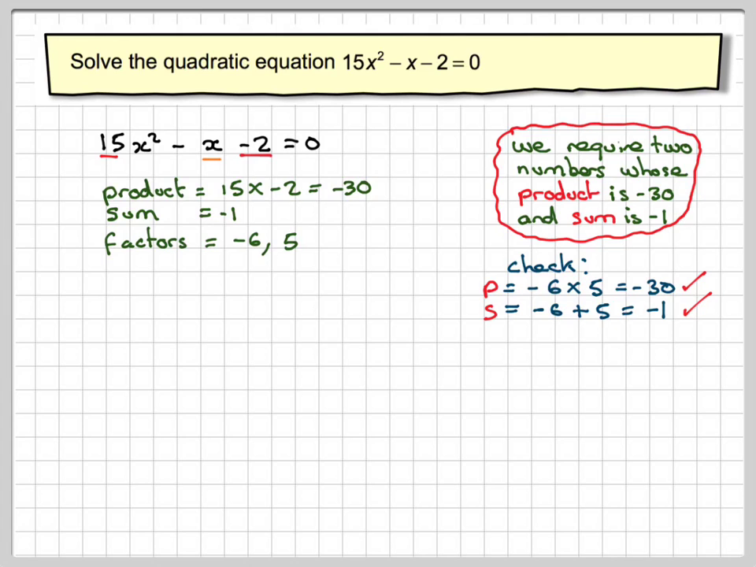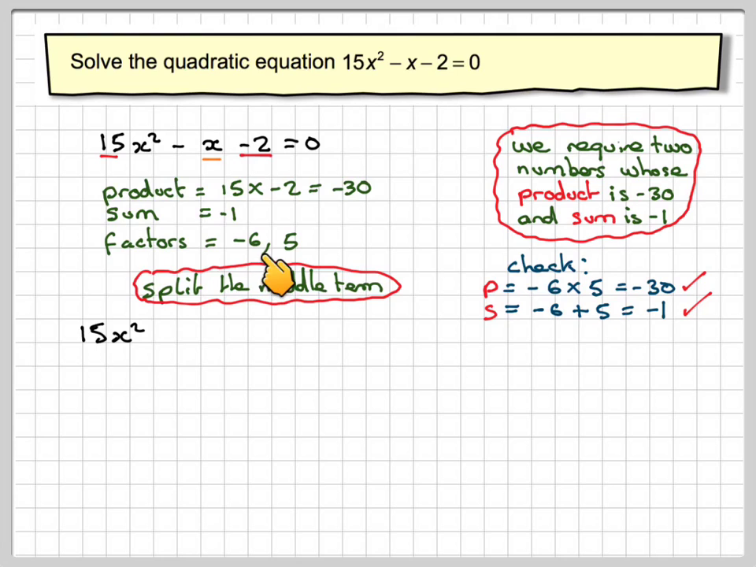Right, so now you write down the quadratic again, so you start 15x squared, but instead of writing minus x, you now split the middle term into the factors, so that will be minus 6x and plus 5x. And then you've got the minus 2 on the end, and it's still equal to 0. And then you factorize by what's known as grouping.